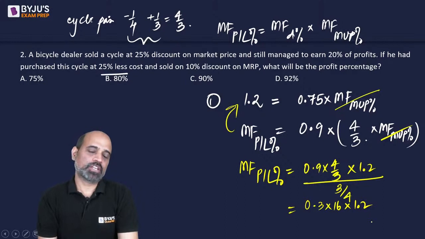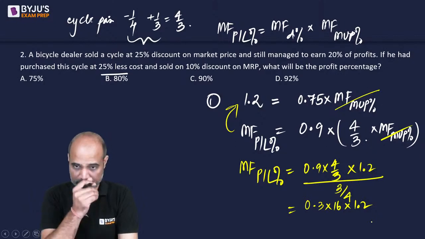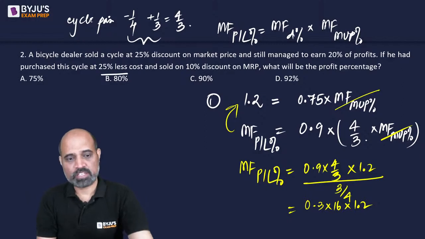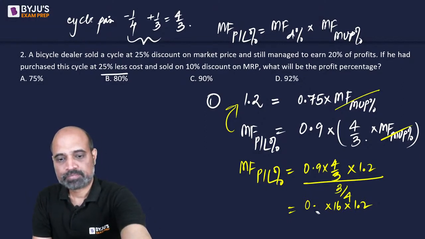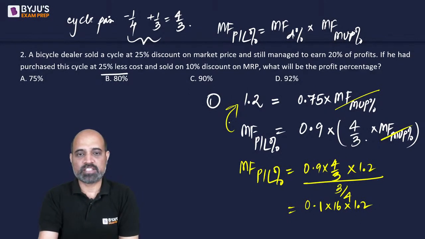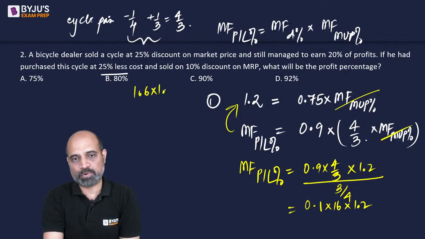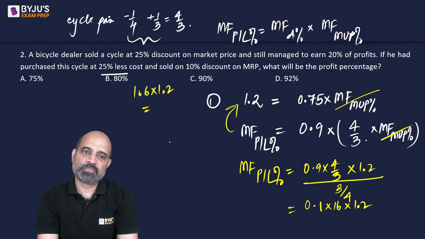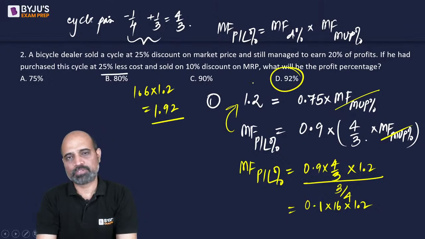16 into 0.3 is 48. अच्छा, ये 0.1 हो जाएगा, sorry. This will change to 0.1, right? 3 into 3 is 9 and we have 0.9. So this changes to 1.6 into 1.2. 1.6 into 1.2, 16 into 12 कितना होता है? So 1.92, and 1.92 tells us 92% profit.